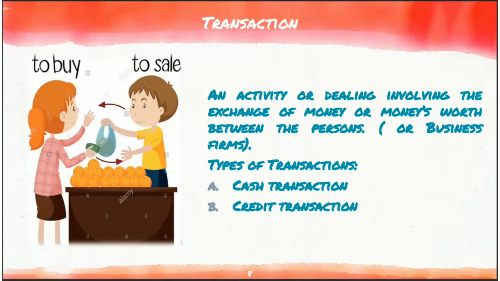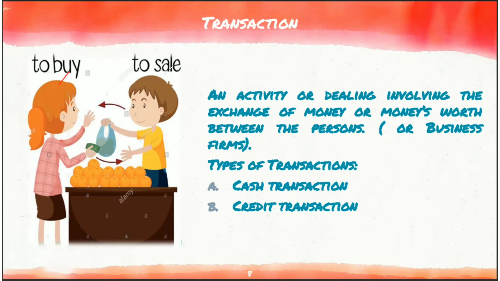Now when she is buying the product, with the exchange of product and money, there is an exchange of money or money's worth between two people. Now this person you call a buyer and this person you call a seller, right? When any dealing happens between two people, when there is an exchange of money or money's worth, that kind of activity we call a transaction.